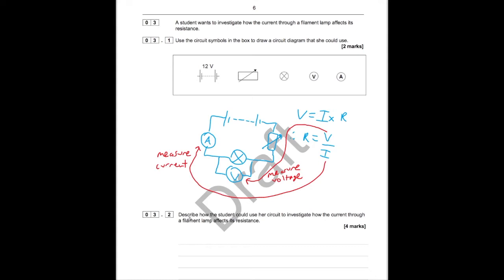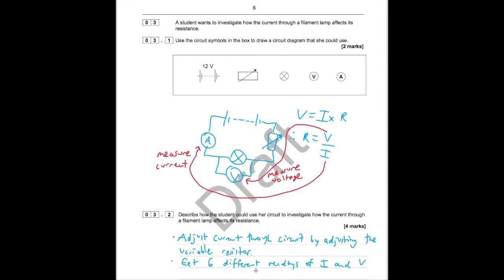Part 2. Describe how the student could use her circuit to investigate how the current through a filament lamp affects the resistance. Adjust current through circuit by adjusting the variable resistor. Get 6 different readings of I and V. Calculate resistance by using R equals V over I.